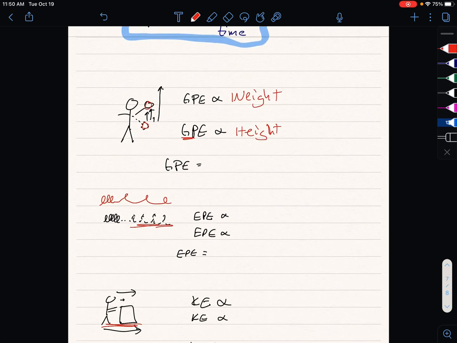The heavier something is, and the higher you lift it. That's it. And so there's no fraction involved. It's just going to be the amount of weight of the object times the height that you lifted it.